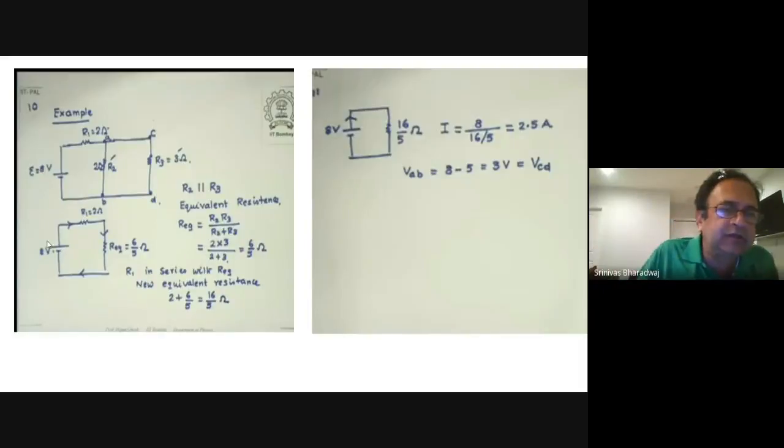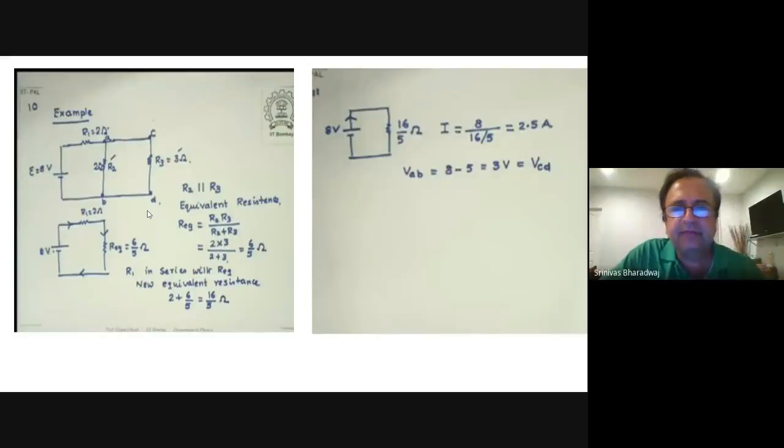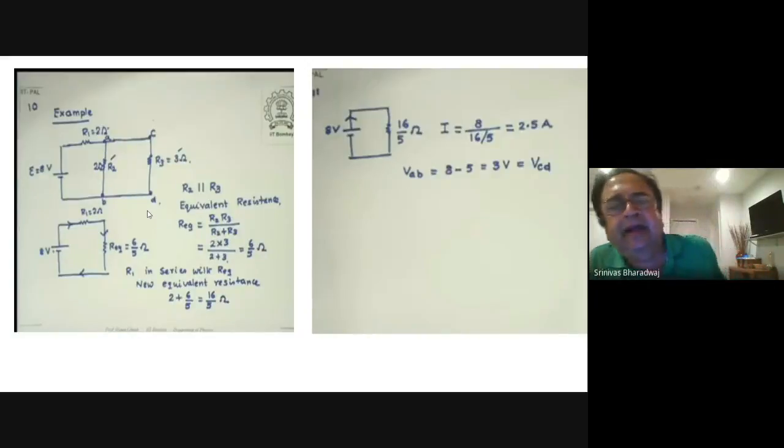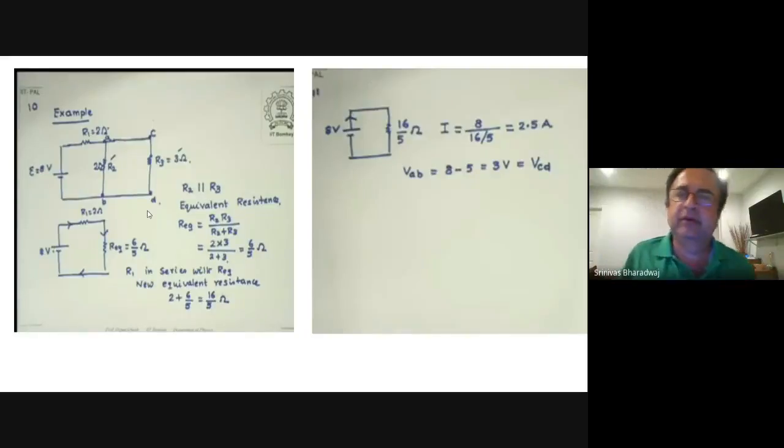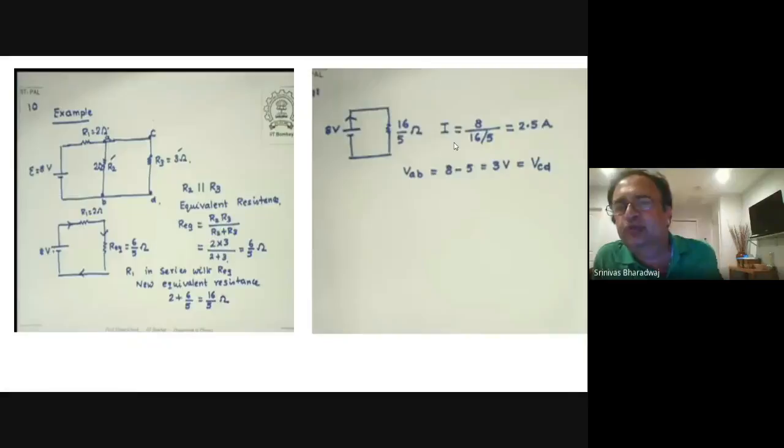So 8 volts divided by 3 and 1 by 5 will give you the current. 3 and 1 by 5 is 16 by 5. So 8 volts divided by 16 by 5 will give you the current. He is saying that is 2.5 amps. Therefore, you can find the voltage.